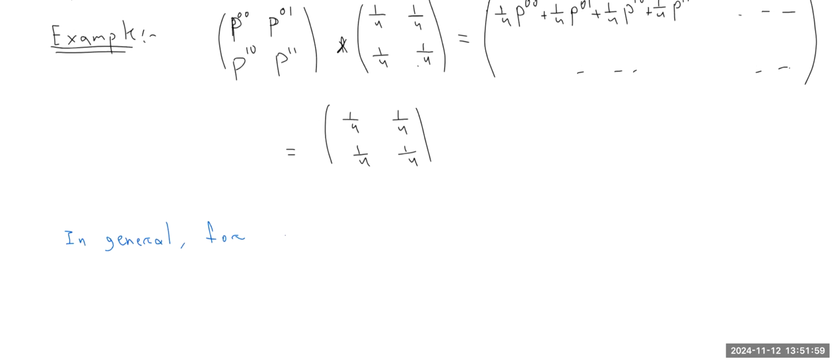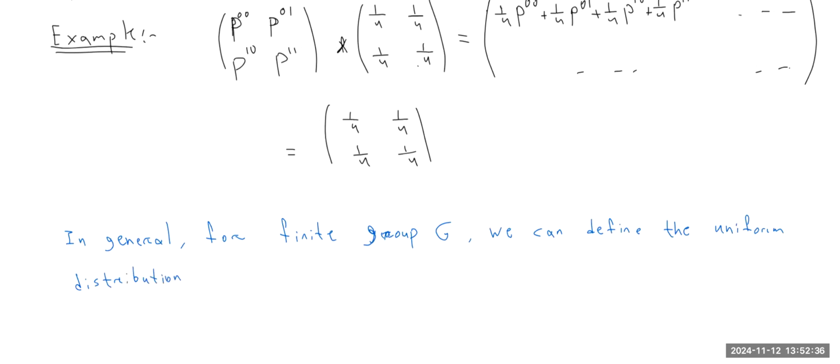Okay. In general, for a finite group G, we can define the uniform distribution U to be, for every a in G, U of a is one over the order of G, how many elements are in G. Okay, this is the uniform distribution.